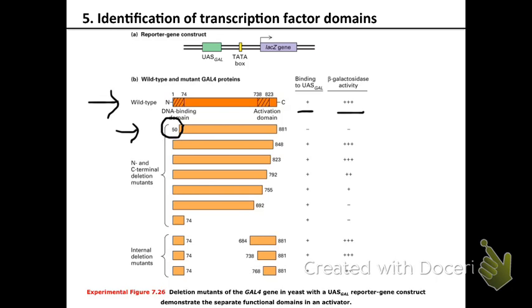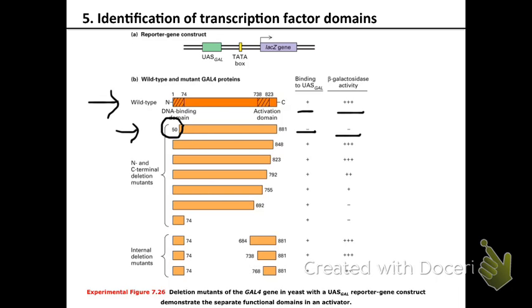And what you can see is as soon as you deleted 50 amino acids from the N-terminus of the protein, you found that there is no binding at all. And a transcription factor cannot activate a specific gene if it doesn't bind, right? So if you delete the DNA binding domain, of course, you're not going to get any activation from the reporter.